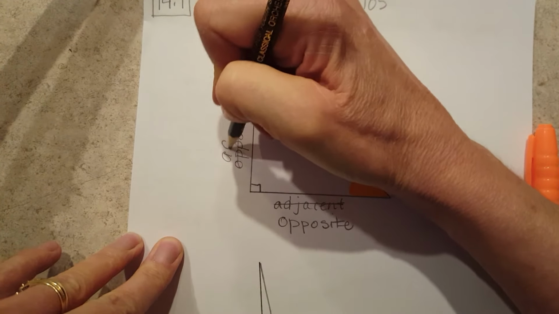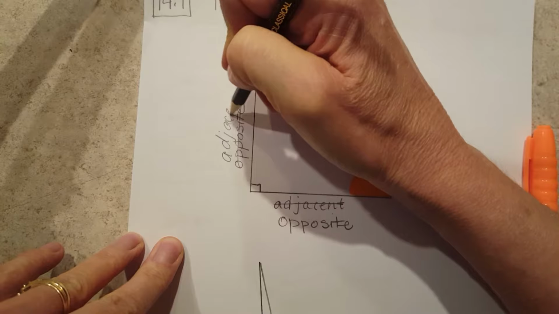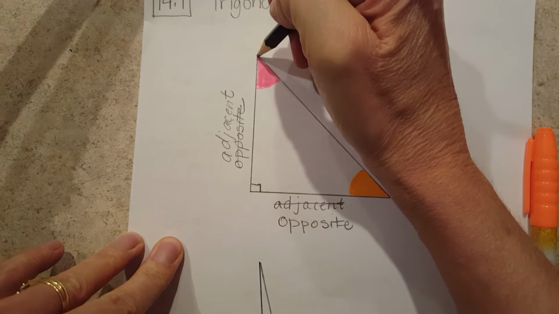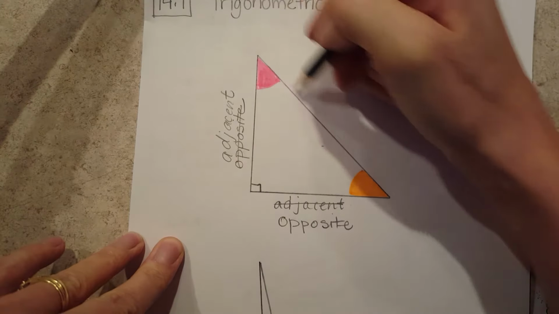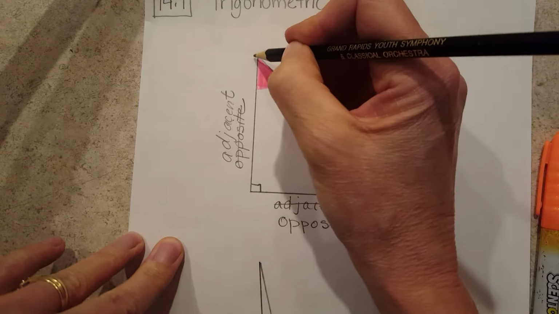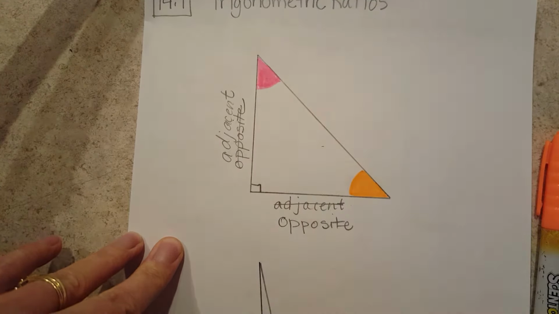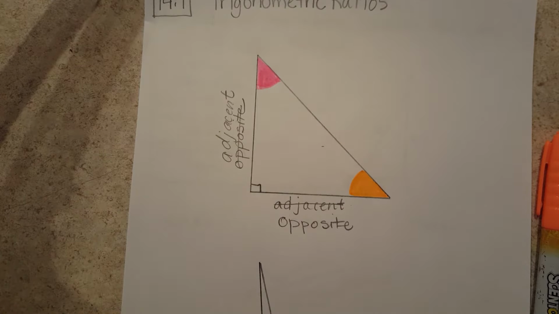And adjacent simply means next to, right? Adjacent to it. Here's the angle. This is the one that's adjacent. This is the hypotenuse. It's also adjacent, but it's the hypotenuse. That one stays the same. So the two legs depend on which angle you're referring to.